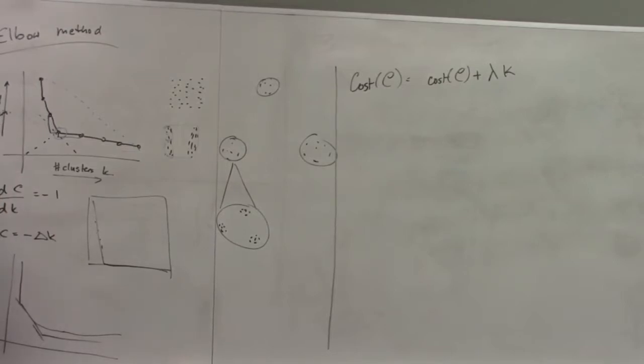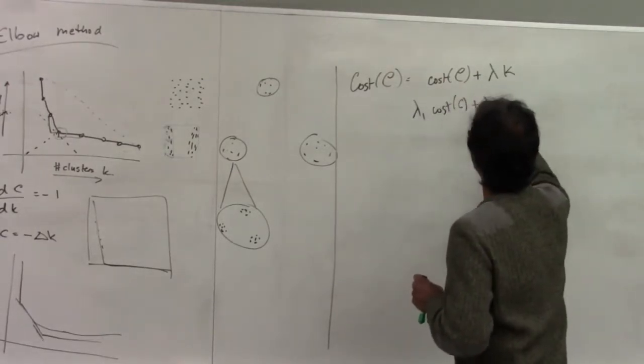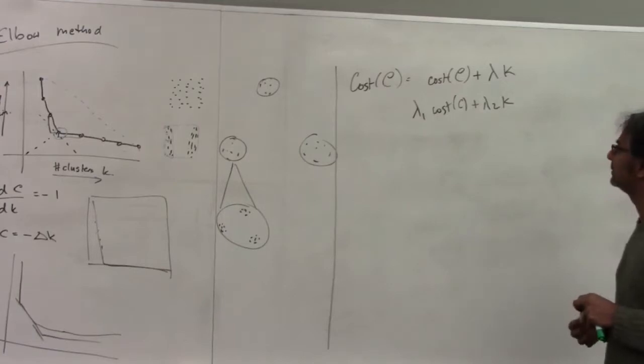Okay? Yes? Can you write another function? I can write any function. So, let's say model complexity of a given clustering is equal to lambda 1 times k plus lambda 2 times the variance. You mean a cost function, another cost function? How is it different? No, lambda 1 times the variance.